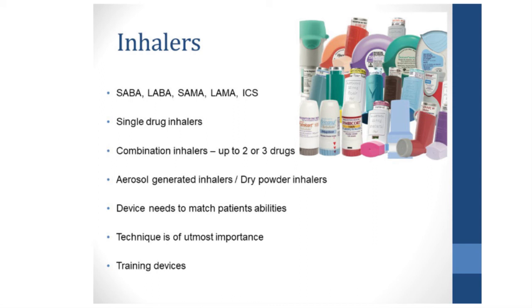There's lots of different inhalers out there. There's short-acting bronchodilators, which you'll hear people calling SABAs, long-acting bronchodilators, which people will call LABAs, the short-acting muscarinics, the long-acting muscarinics, SAMAs and LAMAs, and then your inhaled corticosteroids. Some of the inhalers have single drugs in them, some have combination inhalers, so they could have up to 2 or 3 drugs in them, and if you look at the pictures you'll just see there's a whole host and raft of devices out there.